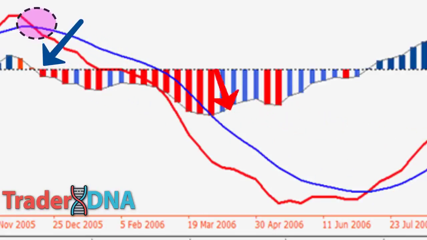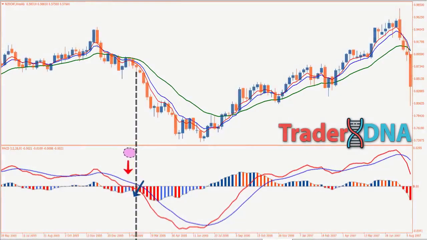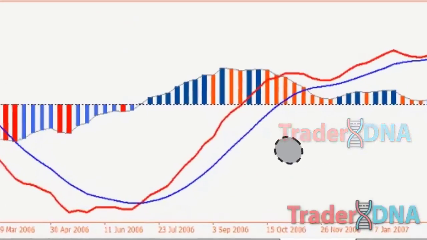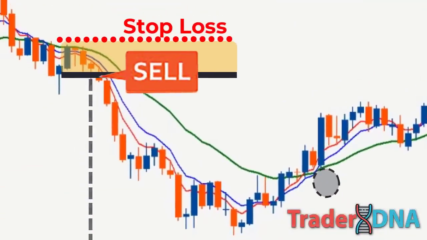While its red line crosses below the zero level, it is an indication that price is pushing lower and it does make sense to enter a sell. The initial stop loss will be above the recent swing high. Close the sell position when, first, MACD histogram bars appear above the middle line, or second, the red 5 EMA line crosses above other EMA lines.